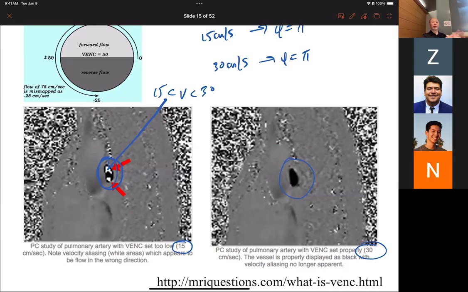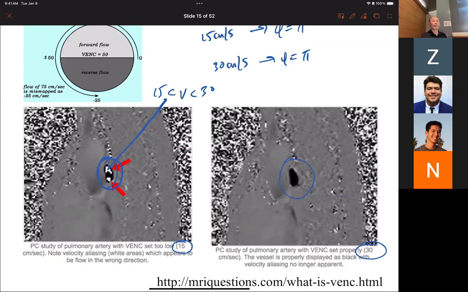If they're in a very low flow region, let's say like the liver, they can set the VENC much lower, right? Because they don't expect really high flows. But if they're in the heart or in the lungs or somewhere where there's high flows, then they need to set the VENC higher. So there's a really interesting interplay between physiology and engineering.